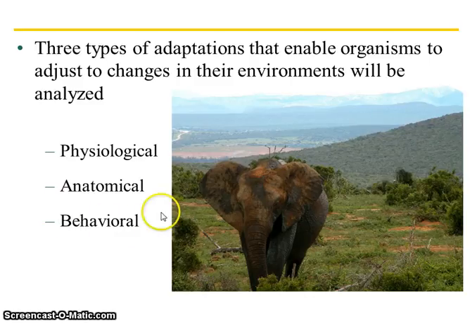And then behavioral. So this elephant is coated in mud. That's another way to help protect itself from the sun and cool down. It went mudding, it splashed it over its body.